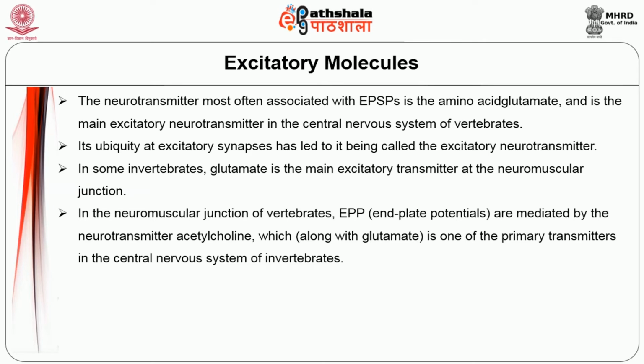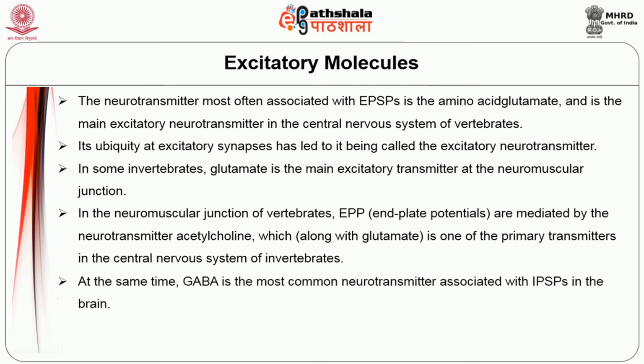EPPs, that is end plate potentials, are mediated by the neurotransmitter acetylcholine, which along with glutamate is one of the primary transmitters in the central nervous system of invertebrates. At the same time, GABA, that is gamma aminobutyric acid, is the most common neurotransmitter associated with IPSPs in the brain.